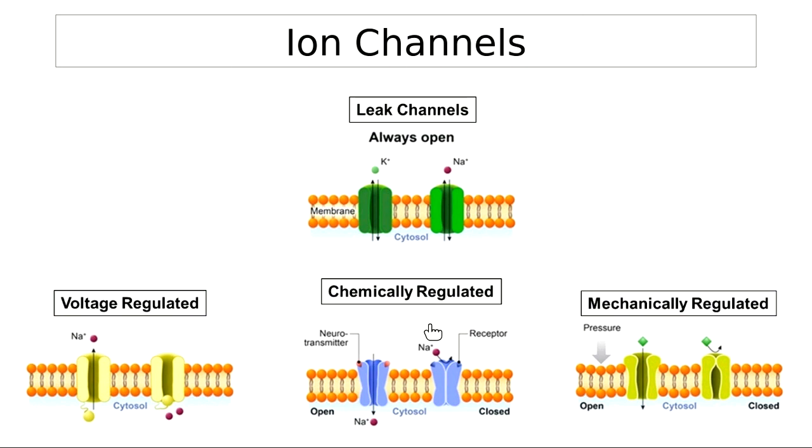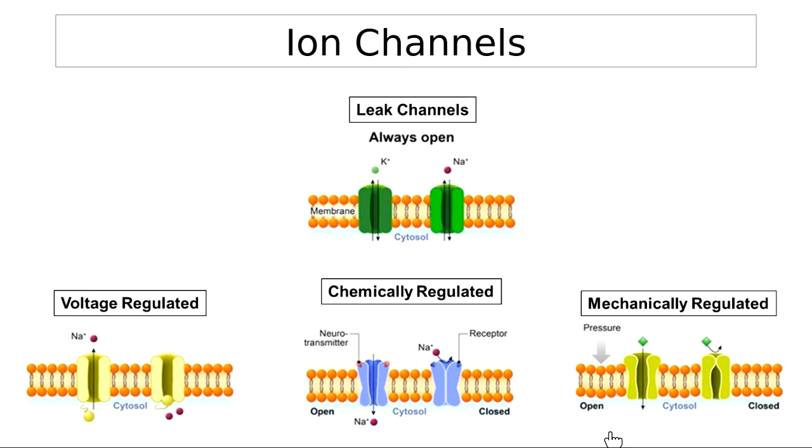Number 2 is voltage-regulated channels. These are the ones we're going to deal with in this topic. Found on excitable membranes such as those of muscles and nerves. These membranes are capable of generating and conducting an action potential. And you see the channel can be open, a sodium channel can be open and allow sodium to pass through, or closed. And we're going to see that that happens with the potassium channels also. They can be opened or closed.